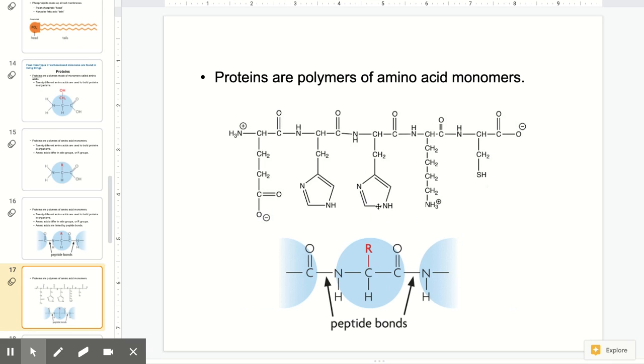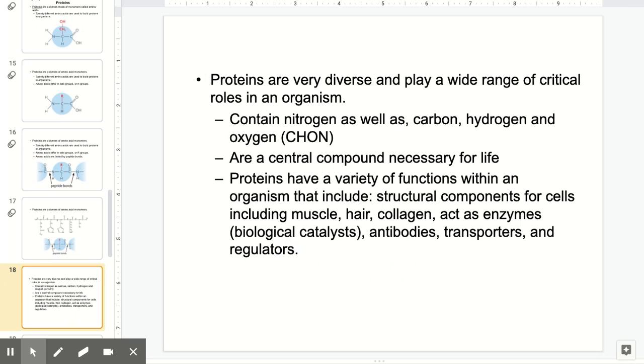So here's another example of exactly what I was talking about. We have our peptide bonds between our carbons and our nitrogens. And then this here, see all these differing little groups? You may hypothesize that these are our R groups. Okay, so these are all different amino acids.